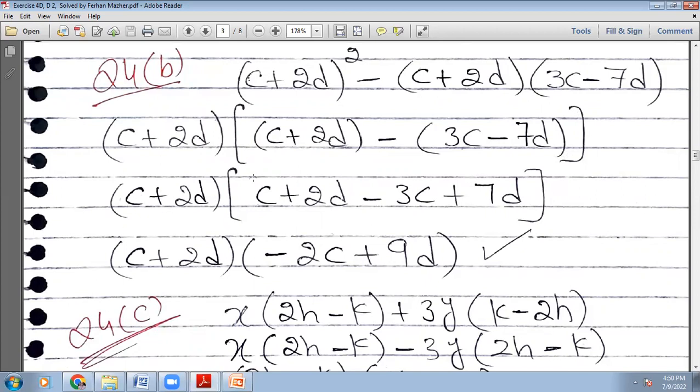So C plus 2D outside, square bracket C plus 2D, this negative will change the signs. So minus 3C plus 7D. Now you see C plus 2D in one bracket, here you are left with minus 2C, and here you are left with the plus 9D in the other bracket. So this is how you do question number 4, its B part.